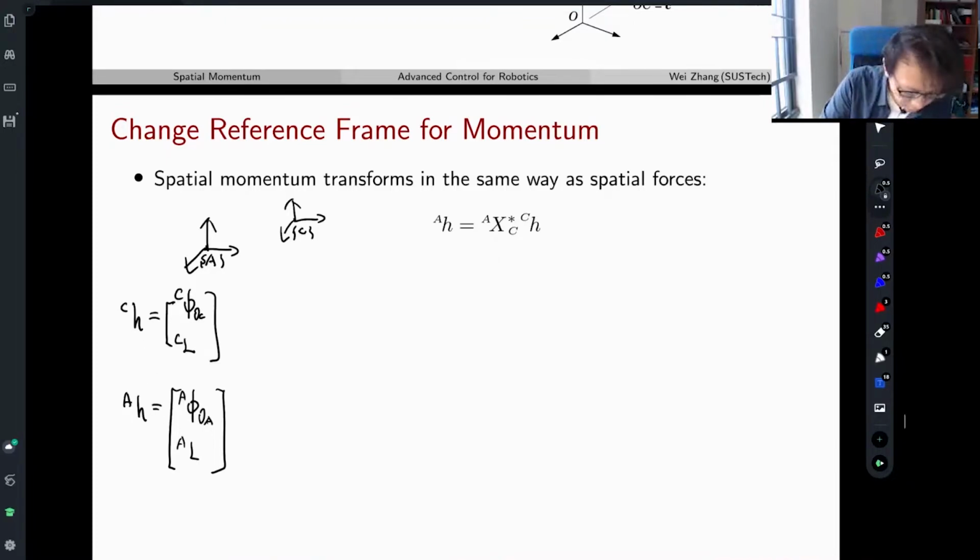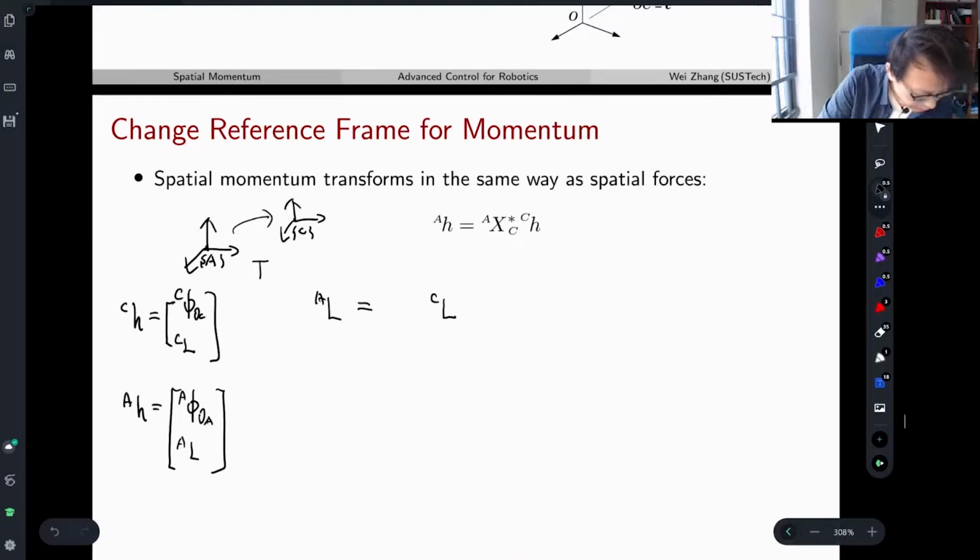So first of all, maybe Hongbo, what is the relation of LA and LC? Suppose I have this change of coordinate. This is my T CA equal to RCA and PCA. Okay.